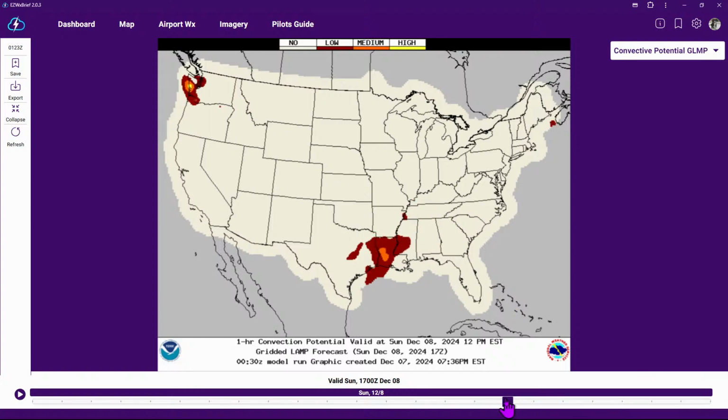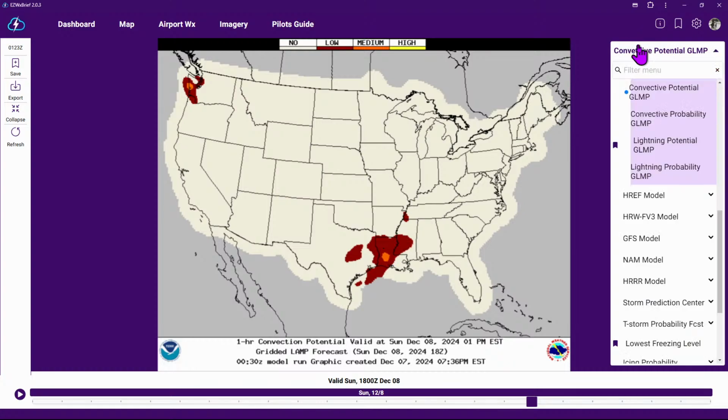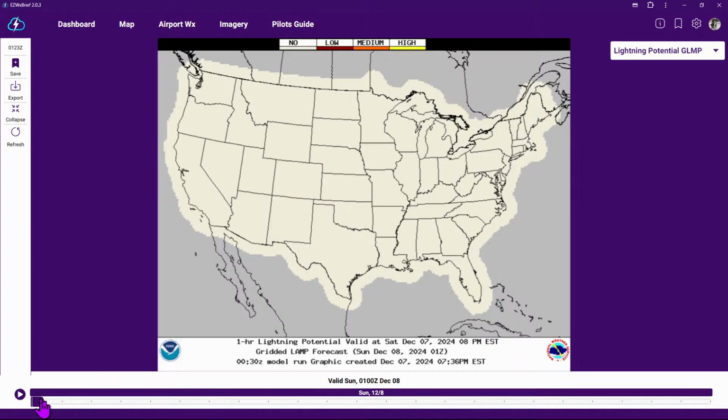personal minimums. But this definitely tells us that over the period from about 1617Z, we're working into an area here where we're starting to see some convective potential. Is it a thunderstorm? Well, we can look at the lightning potential as well and see if there's anything there. So let's move that over to about the same time frame.